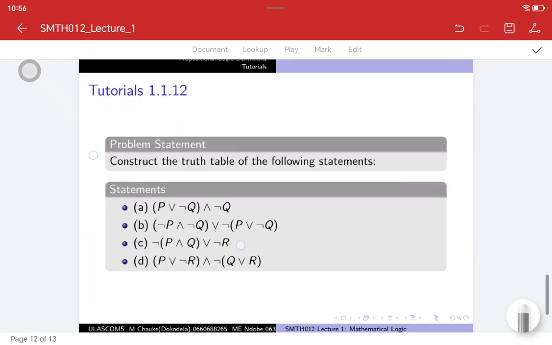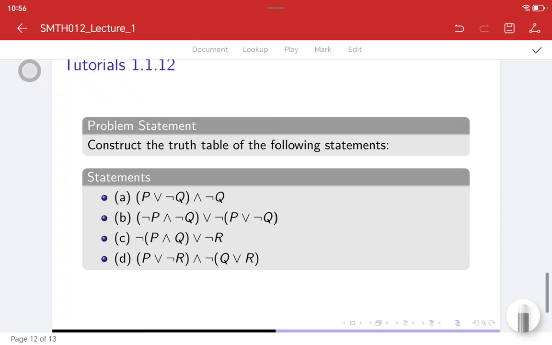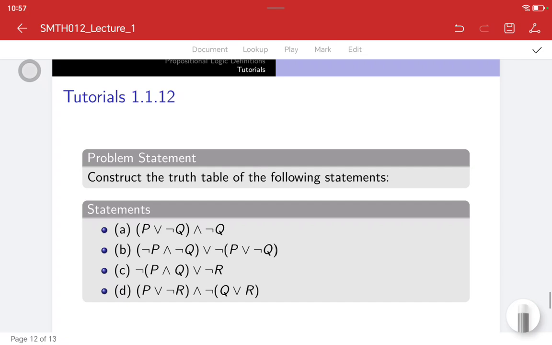So now we come to constructing a truth table. This tutorial is in the guide, and it's the first tutorial we come across. For the problem statement, we must construct the truth table for the following statements. For A, we must construct P or Q, or P and negation of Q. Also, we must construct B, C, and D.